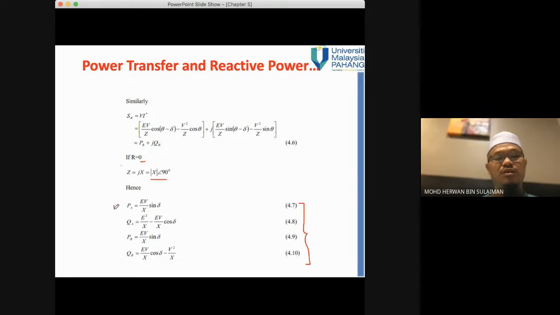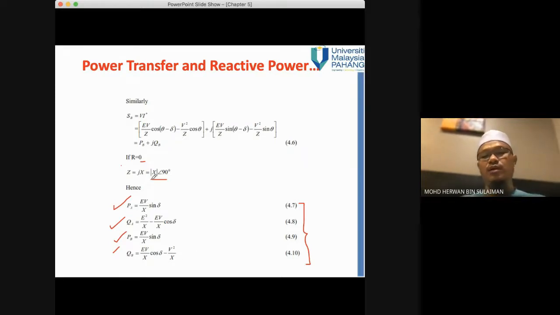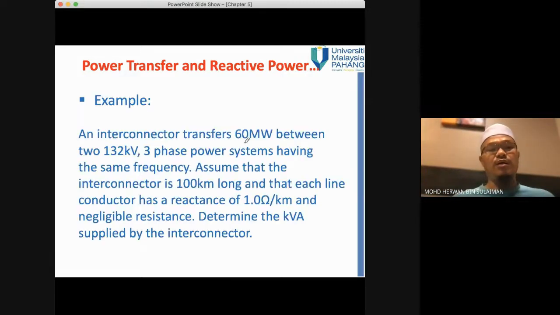You get PA equals EV over X sin theta, QA equals E square over X minus EV over X cos theta, PB equals EV over X sin theta, and QB is the opposite, a little different: it is EV over X cos theta minus V square over X. So this equation, can the class follow? Okay. So this one you have to try to analyze one by one, and then you look at an example.